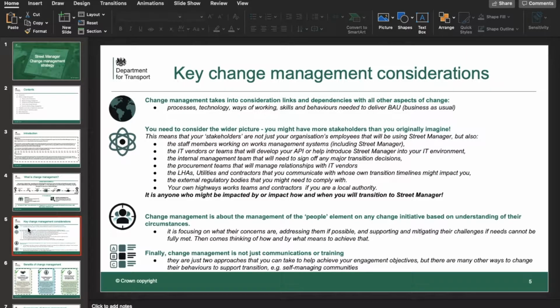Another important consideration is who your stakeholders actually are. Stakeholders are everyone who will be affected by the transition, and we have outlined a few here to give you an idea. It's important to make sure that you are aware of how people are feeling towards the transition and that their concerns are heard and addressed so that they feel supported and trust that the change will be a positive one.